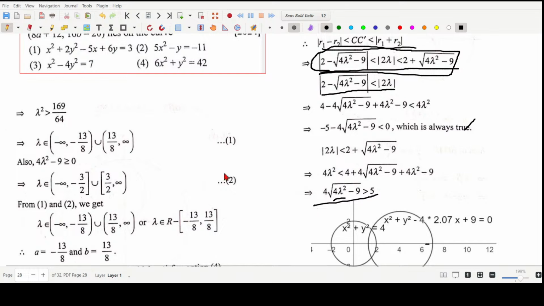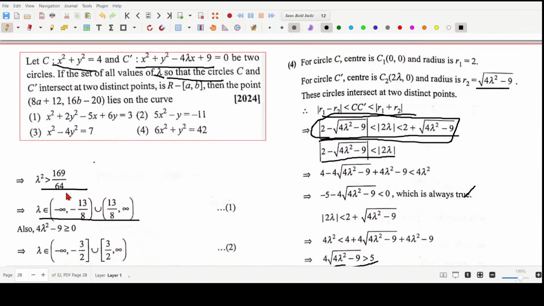You have reached till here. From there, you figured out lambda squared is greater than 169 by 64. That means lambda is lying between this and this. This is one part of the story, because the distance between the centers should be lying between the difference of radii and the sum of radii.